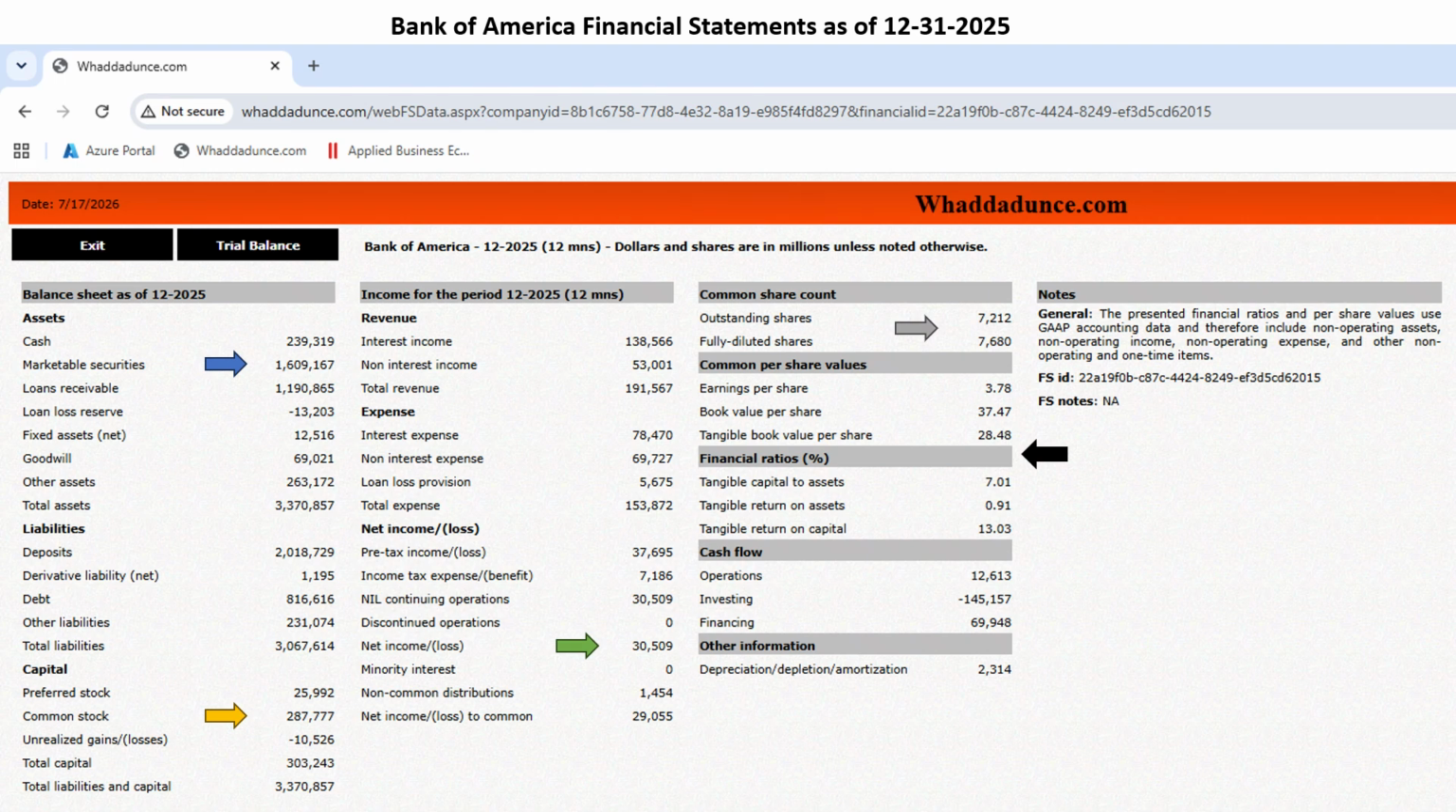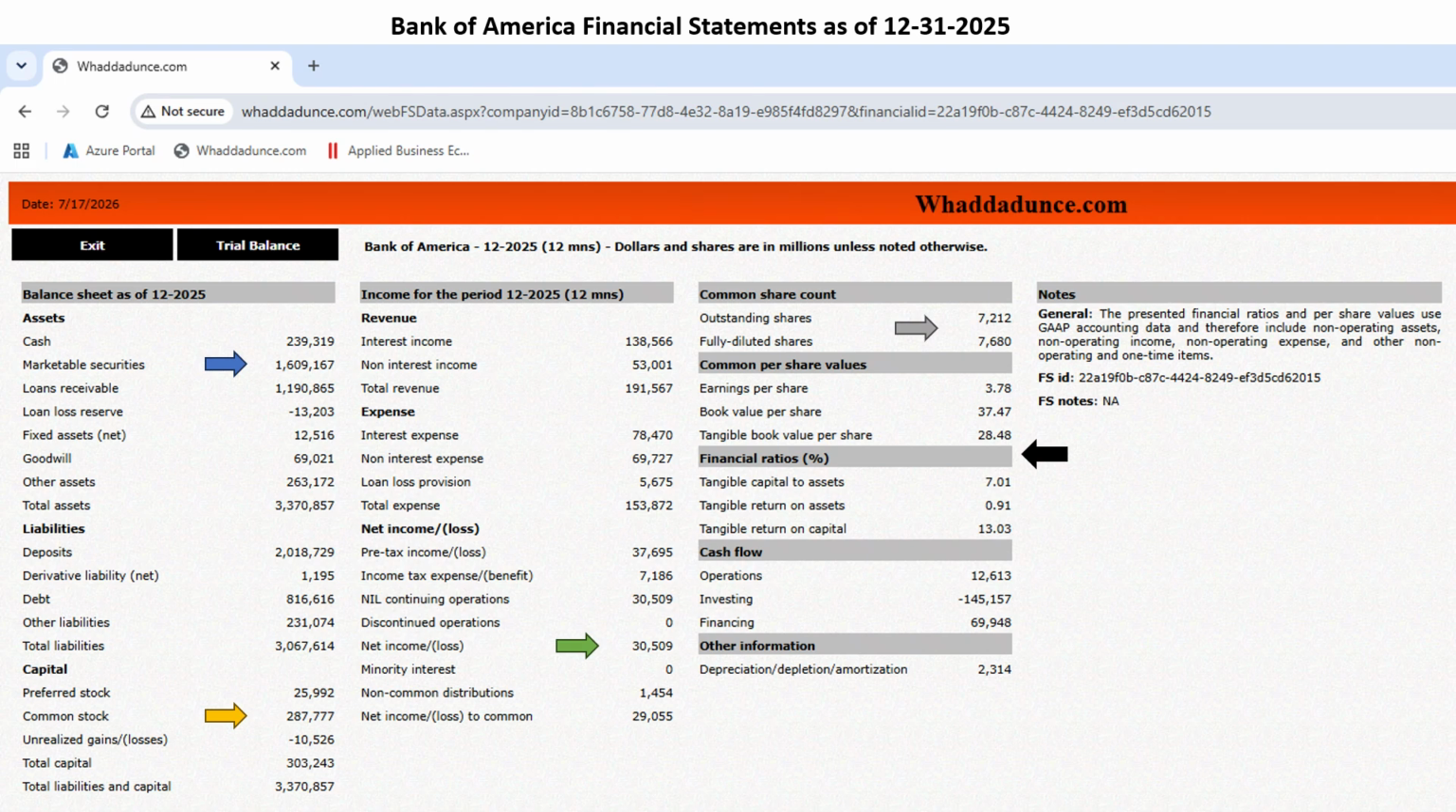And if you look at the black arrow, that's the financial ratios. And notice that those ratios are on a GAAP basis. GAAP means generally accepted accounting principles. It's the rule book that all companies have to follow when presenting financial data. And those financial ratios are based on GAAP. But when we calculate financial ratios, we're going to make some changes to it. It'll be close, but not exact.